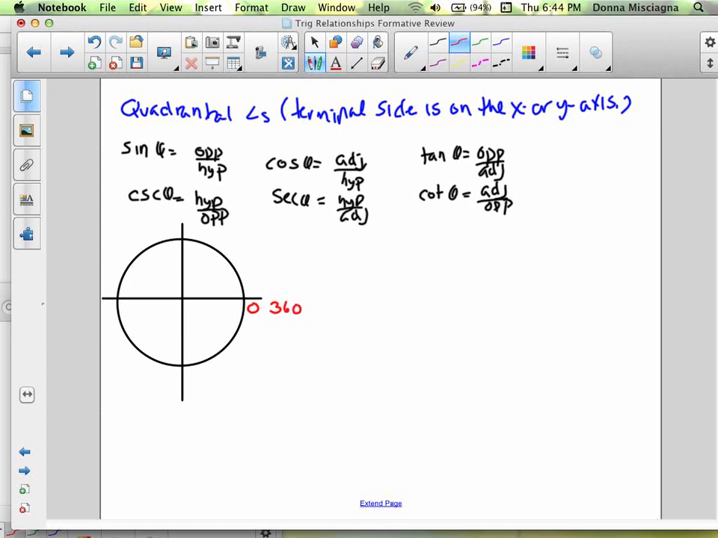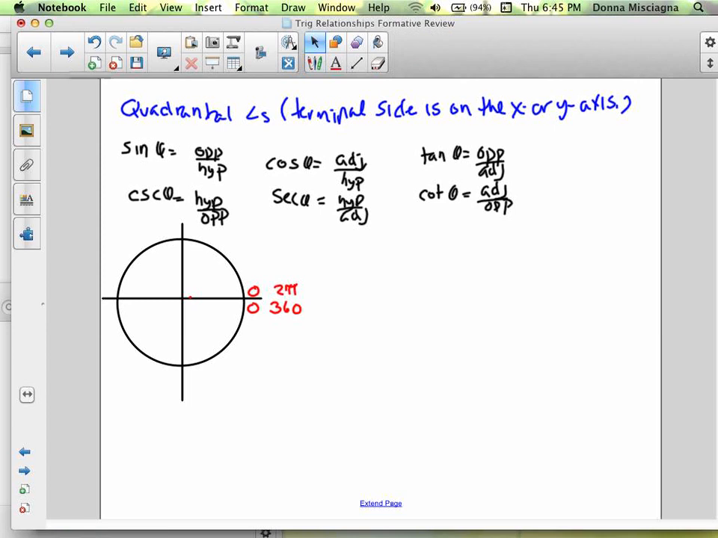If we go all the way around the circle, that'd be 360. If we're working with radians, it's 0 or 2 pi. And actually, every time we go around the circle, it would be another 360 degrees or another 2 pi radians. Right, so this is equal to 90 degrees, so this would be a quarter turn.